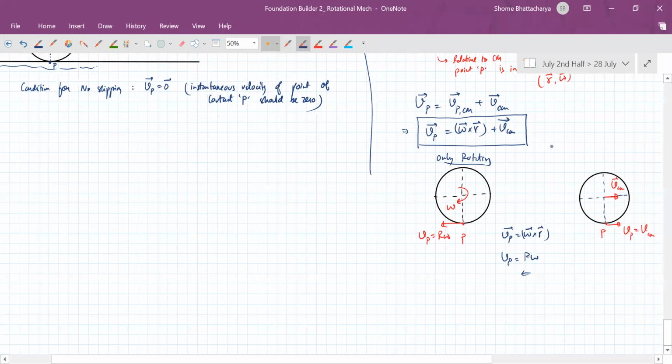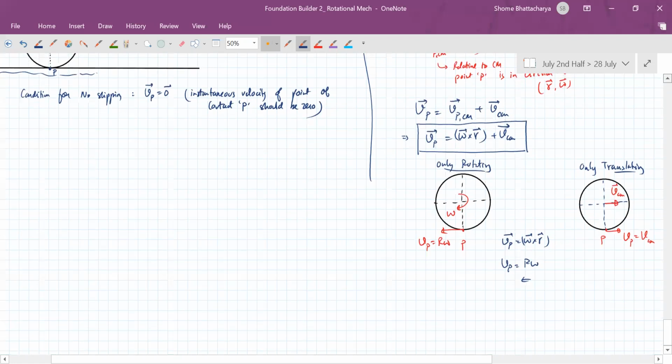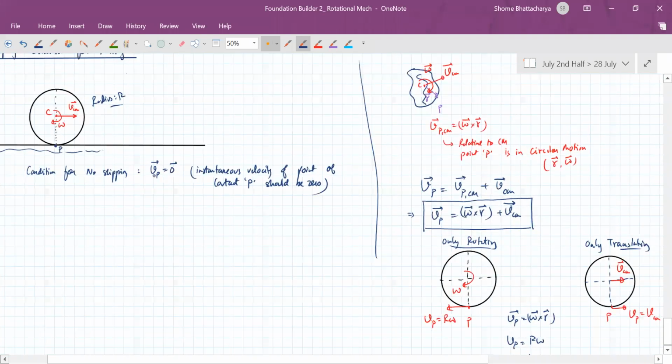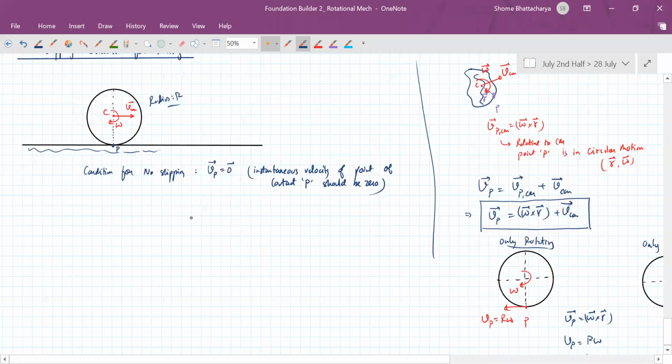This was only translating, or in pure translation. So now, as both the things are happening simultaneously, which you can see in the diagram on this side, the net velocity of the point P is VCM in the forward direction minus r omega in the backward direction, and that should be 0.